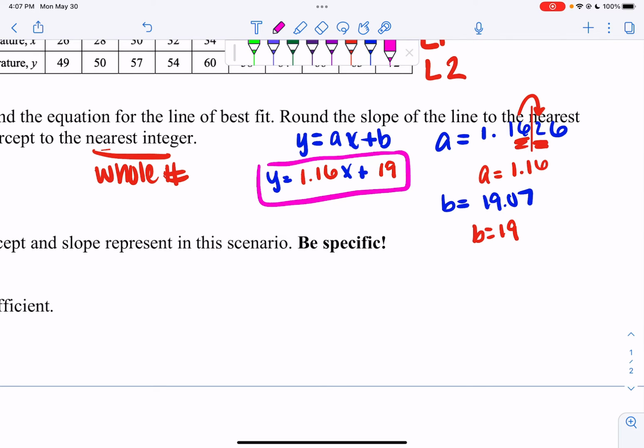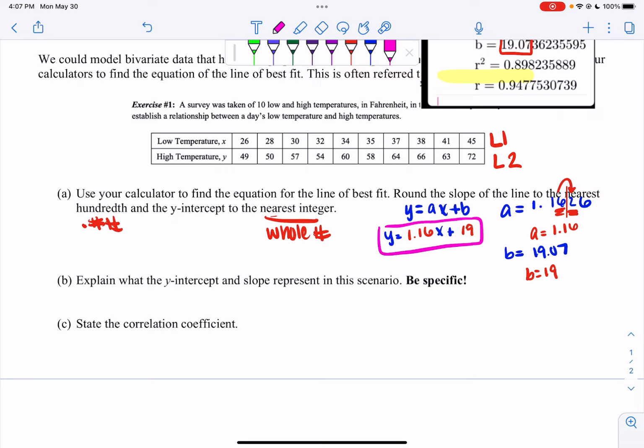And you do that every single time. It's always going to ask you to write your equation. It might ask you to round a little differently, but it's always going to ask you to write your equation.